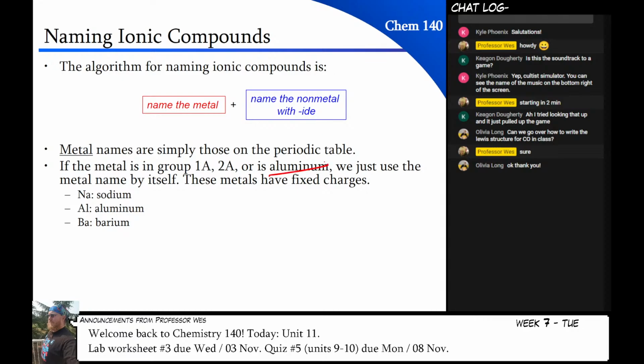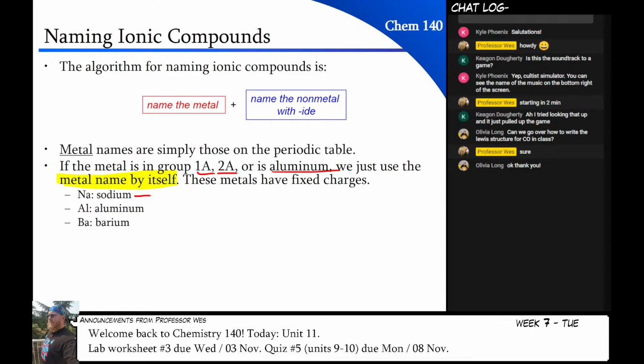So again, group 1, 2, or aluminum, you just write the name by itself. Pretty straightforward. Now, there are a lot of metals that are not in groups 1A or 2A, or are not aluminum. You have to do something special with those names, and that is you have to indicate its charge as part of its name. Now, why do you not have to do that with group 1A, group 2A, or aluminum?